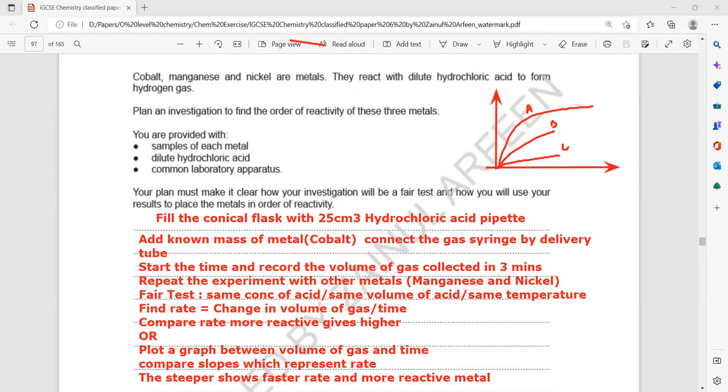Yes, sir. Sir, in the fair test, can I include it inside the experiment, like when I say fill the conical flask with hydrochloric acid at the same temperature for all the conical flasks? That's right. You can mention it that way; you don't have to write them separately. When you mention filling the conical flask with 25 cm cube of hydrochloric acid at, say, 30 or 25 degrees, any specific temperature, and then you mention repeat with the same conditions, it's fine.